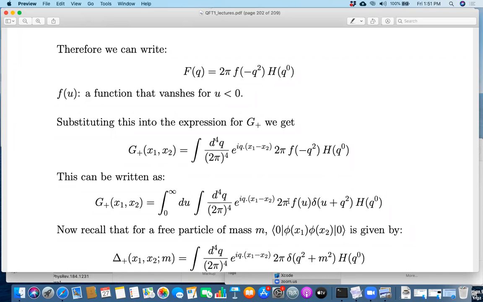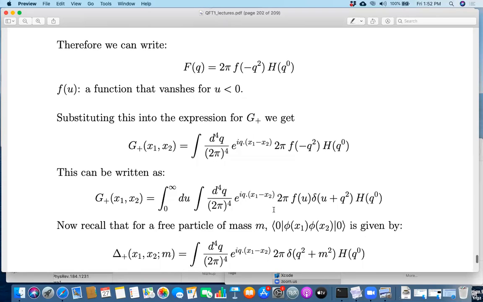And you would notice that I really haven't done very much, because if you carry out this integral over u, you will see that u equal to minus q square, and that will give us back f of minus q square h of q naught, which is what we had to start with. So this just looks like some additional complication that I have introduced, but soon it will become clear why I have written it in this form.